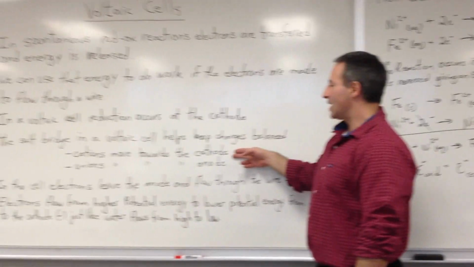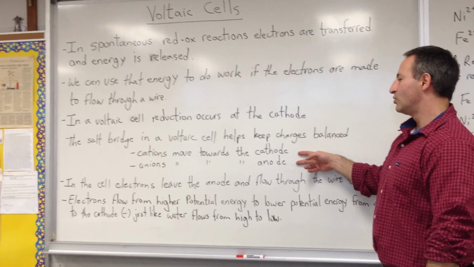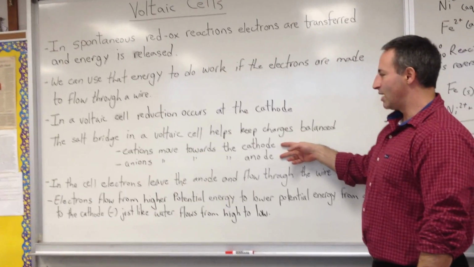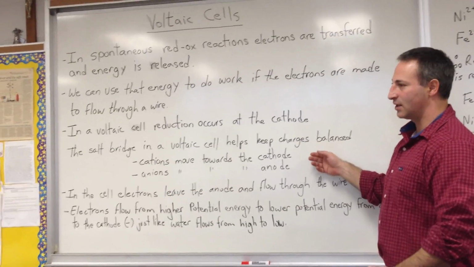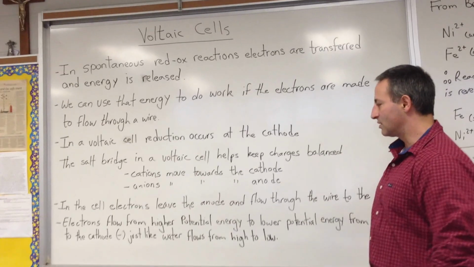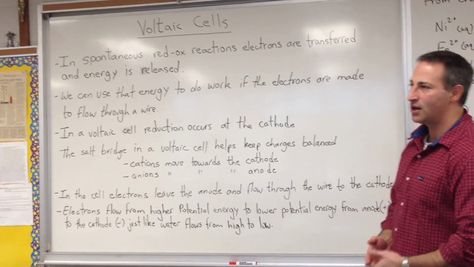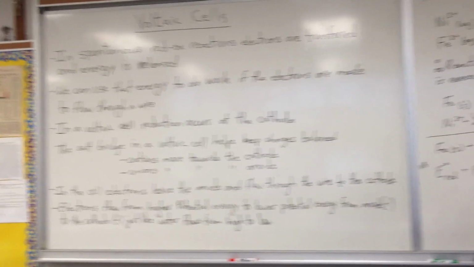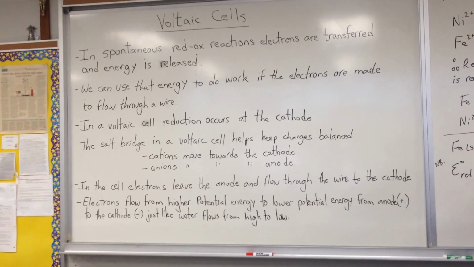Cations move towards the cathode, anions move towards the anode. That's the one thing I would ask you to memorize. Cations are attracted to the cathode, anions are attracted to the anode. How do we attract a cation? A cation is positive. We attract a cation by having a negative charge. Negative is attracted to positive.